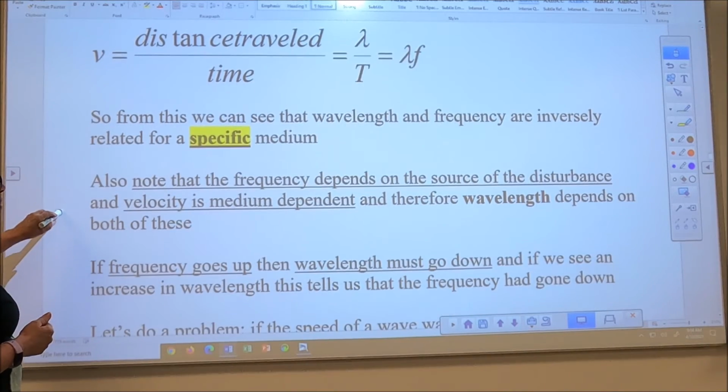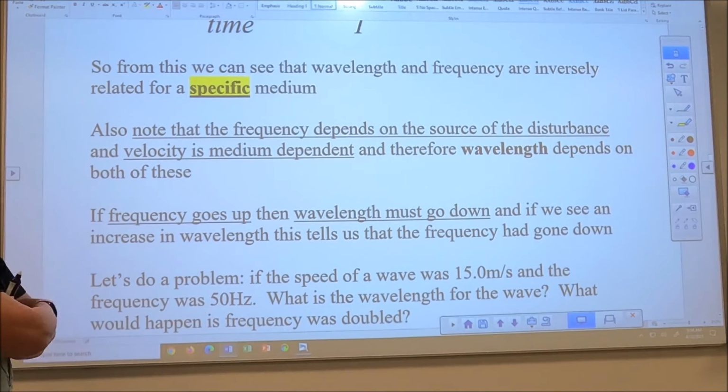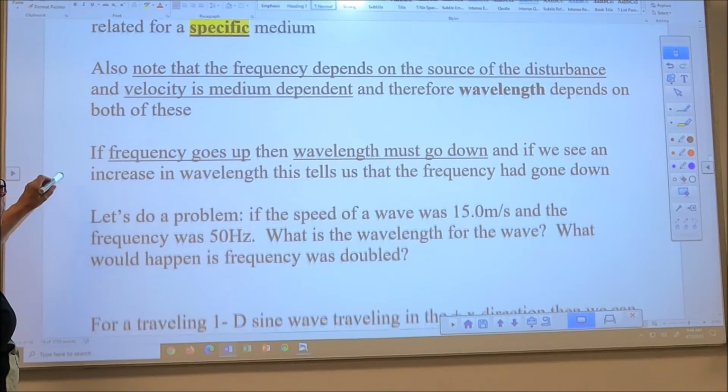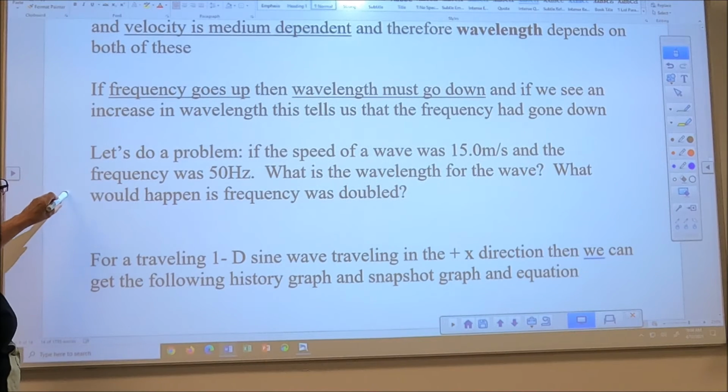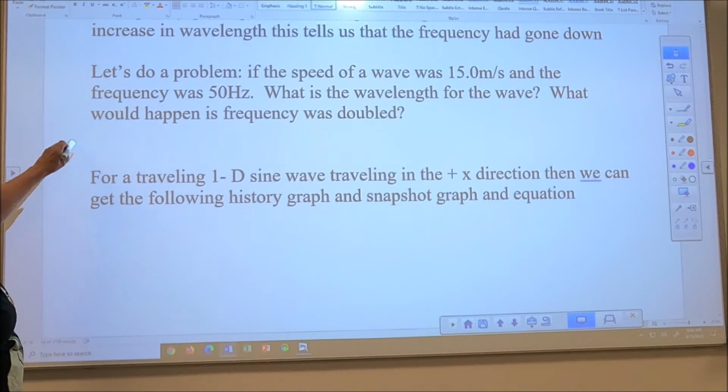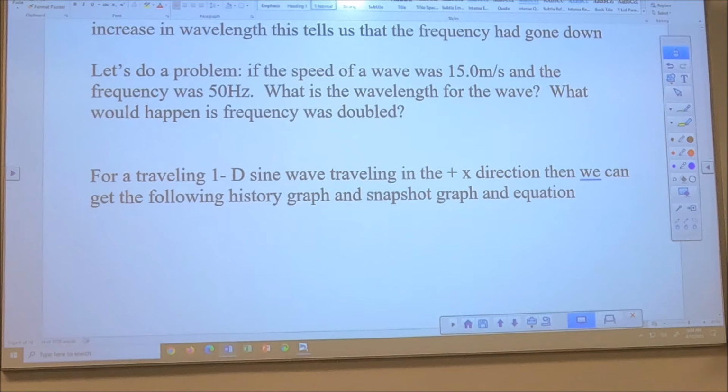Now, the frequency of a wave depends on the source of the disturbance, and the velocity is medium dependent, therefore the wavelength depends on both of these. If frequency goes up, then wavelength has to go down. If frequency goes down, wavelength has to go up. Now, if the speed of a wave is 15 meters per second and the frequency is 50 hertz, that's cycles per second, what is the wavelength of the wave?